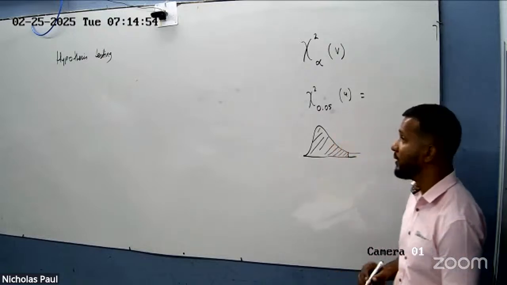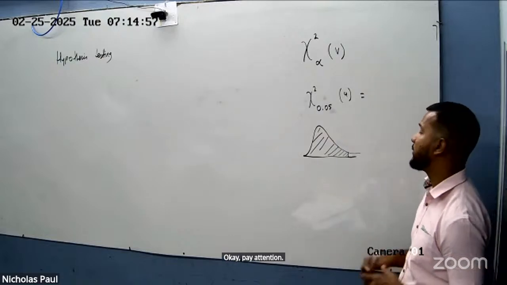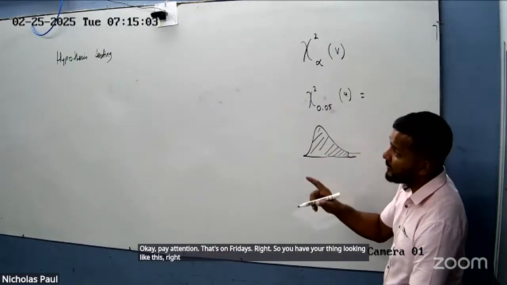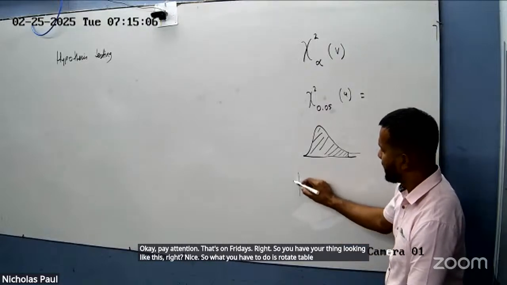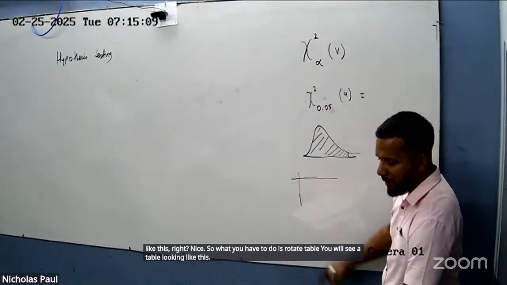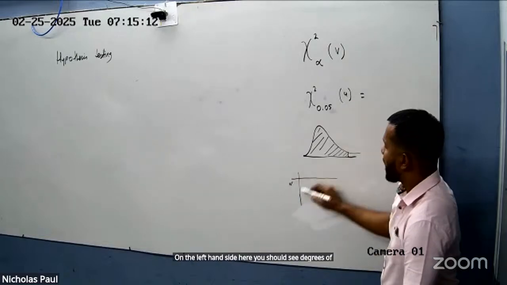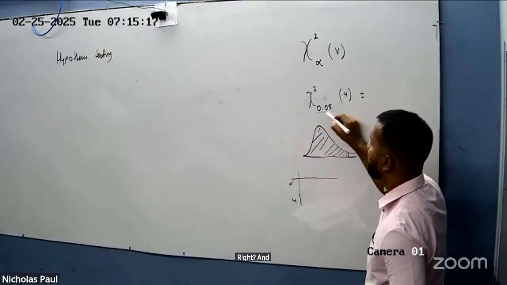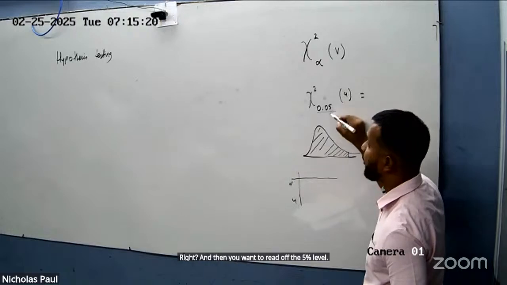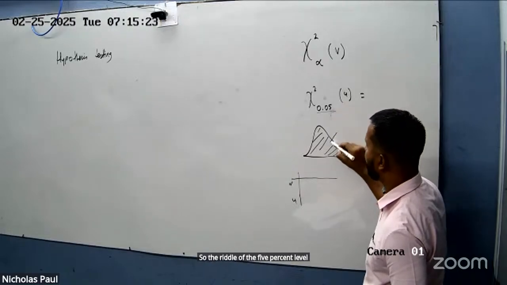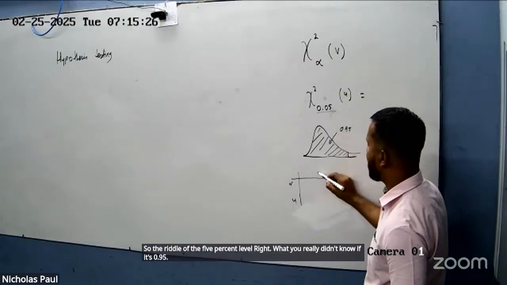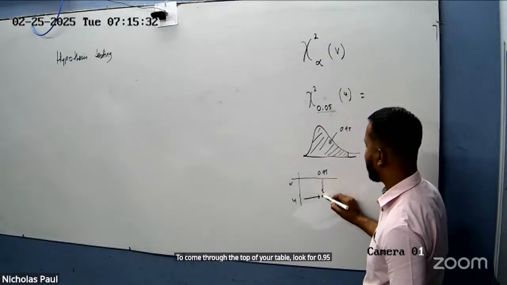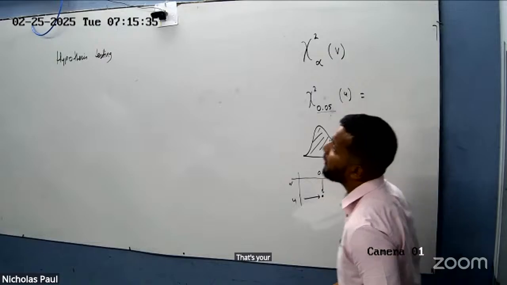Okay, pay attention. This had to go in the SB that is due on Friday. So you have your thing looking like this, right? What you have to do is go to a table. You will see a table looking like this. On the left-hand side, you should see degrees of freedom. So you're coming down to 4, and then you want to read off the 5% level. What you're reading off is 0.95. So you come to the top of your table, look for 0.95 and see where it coincides. That's your value. Everybody message what you get.